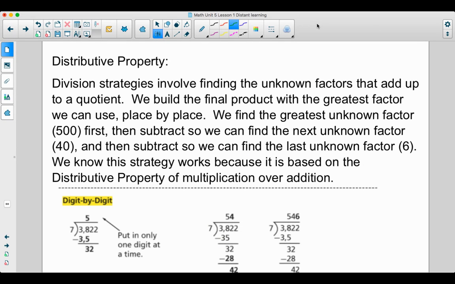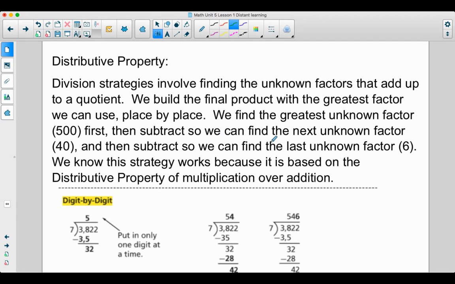The reason this works is because of the great distributive property. And hopefully you remember I was talking about this distributive property. Work hard to really understand this property. It's like a magician. Division strategies involve finding the unknown factors that add up to a quotient. We build the final product with the greatest factor we can use, place by place. We find the greatest unknown factor, the 500, first.